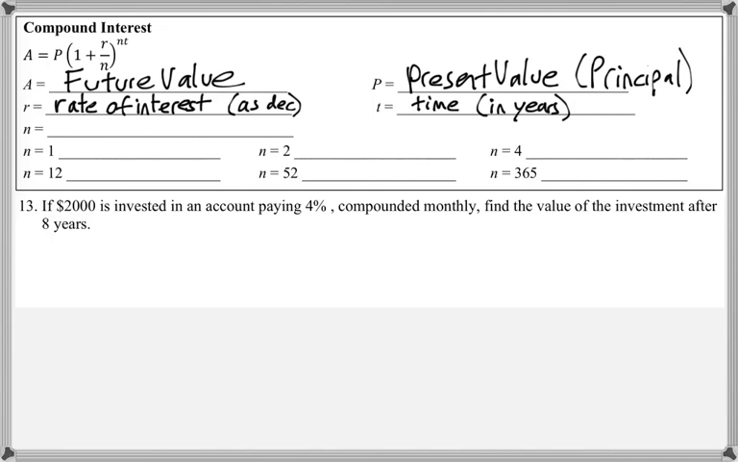And then N, this is how many times it's compounded in 1 year. So how many times does it take your interest and add it to your original principal? And there's a couple different types. So N could be 1, which is annually. If N is 2, that is semi-annually.